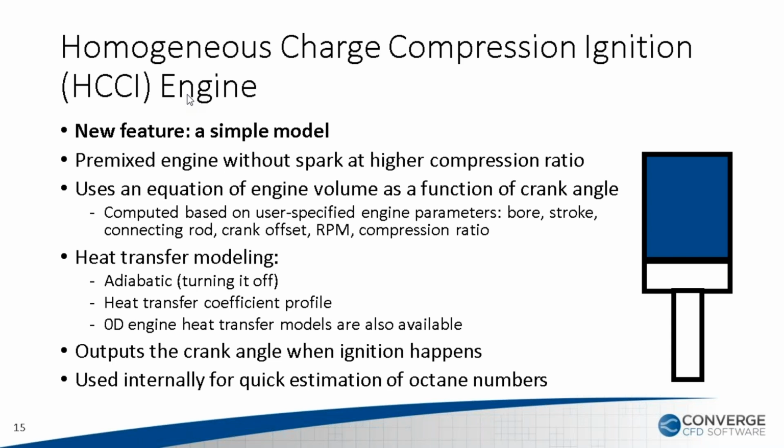So the output of this feature is that it will output the crank angle if there's ignition. It will output the crank angle where ignition starts to happen. Originally this feature was used internally, to give a quick estimate of the octane numbers of a particular fuel, but then we also made it available as a standalone feature.